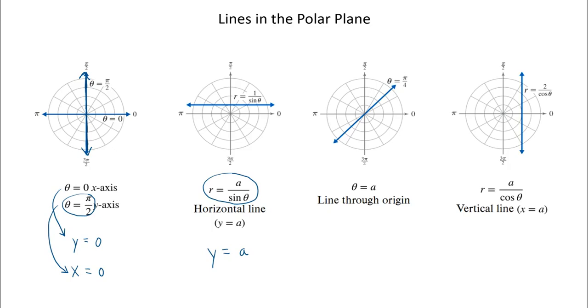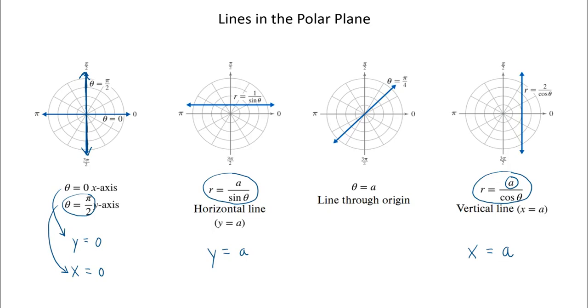Now we're going to skip over here to this last one because it's similar to the one we just talked about, where we have r equals a over cosine theta. Well, this one is kind of similar to the last one, where r was equal to a over sine theta. But whenever we see equations of the form r equals a over cosine theta, that's going to graph a vertical line. And the equation of that vertical line will always be, in rectangular form, x equals a. So whatever the numerator is up here, that's where the graph of our vertical line will pass through the x-axis.